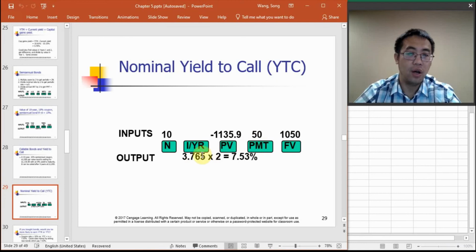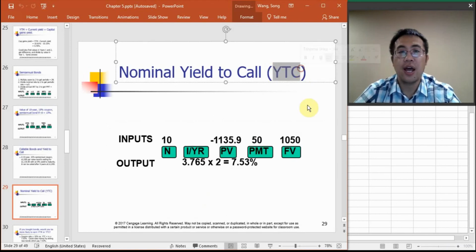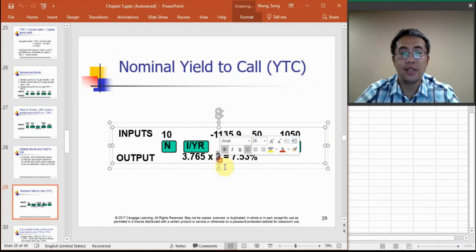And then you solve for the interest rate, which is the yield to call, but you should know that this interest rate has to be annualized to get the final yield to call. The Excel or calculator output here would be 3.765, and that is only a semi-annual rate. The yield to call, just like yield to maturity, is an annual term. Once you have a 6-month rate, you have to annualize it by multiplying it by 2 to get the annual rate.